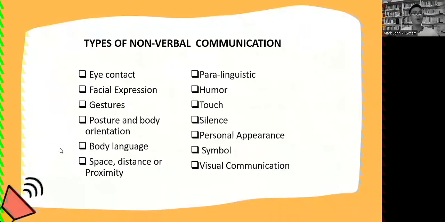Okay, here are some other types of non-verbal communication. The eye contact, the facial expression, gestures, posture and body orientation, the body language, space, distance, or proximity, the paralinguistic or the component of non-verbal communication. The humor also can be a type of non-verbal communication. The touch, the silence, the personal appearance, the symbol, and of course, the visual communication is considered as a non-verbal communication. I hope that's clear. Non-verbal? Wala siya. Ang verbal? Spoken.